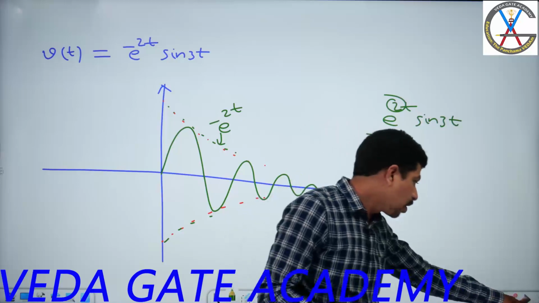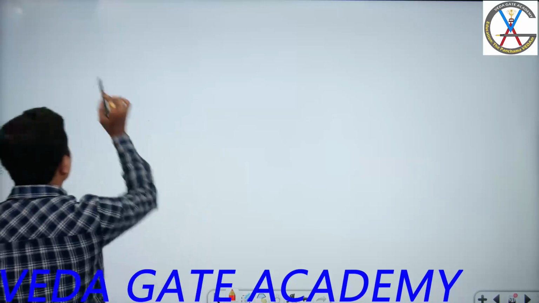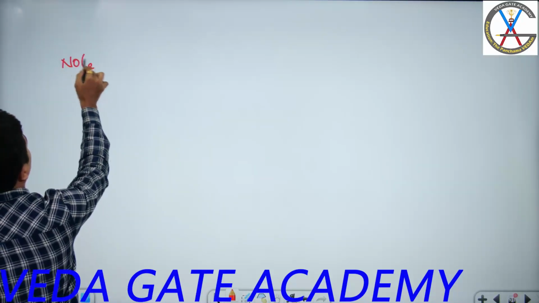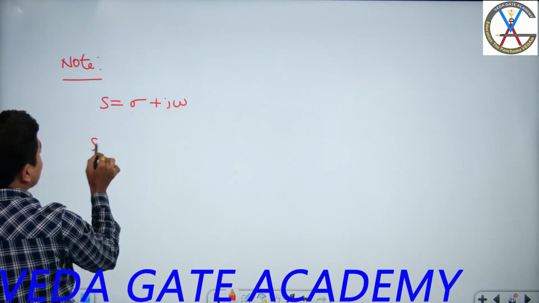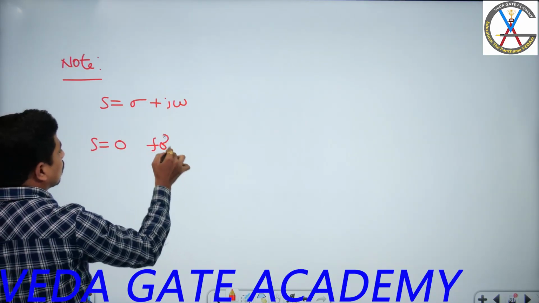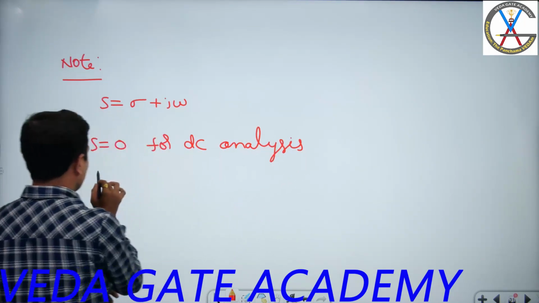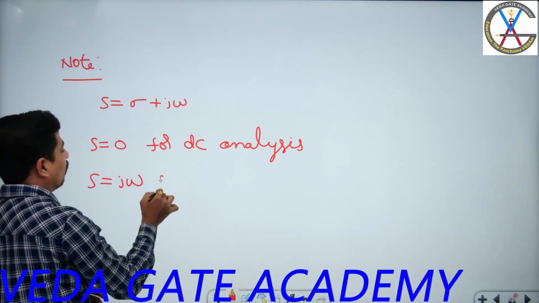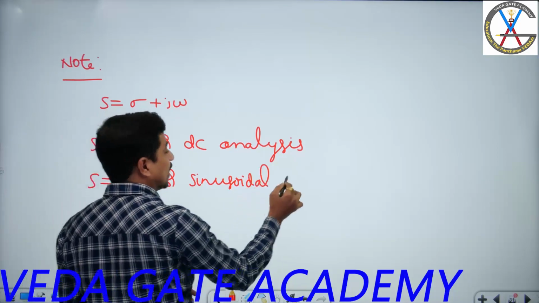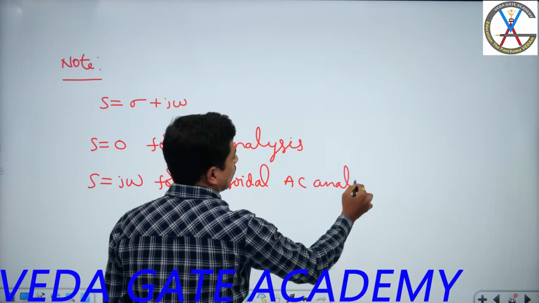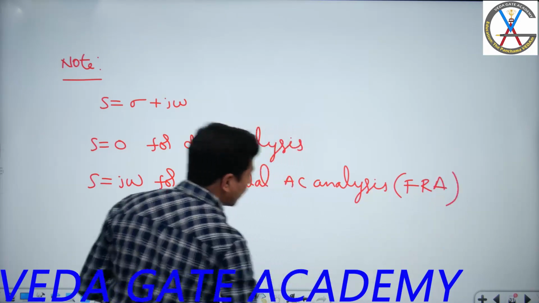Now let's list out all our conclusions. I'm writing the conclusions here. Observe here. Note that, first point, s is equal to sigma plus j omega. S is equal to 0 for DC analysis. S is equal to j omega for sinusoidal AC analysis, or frequency response analysis, I call it frequency response analysis.